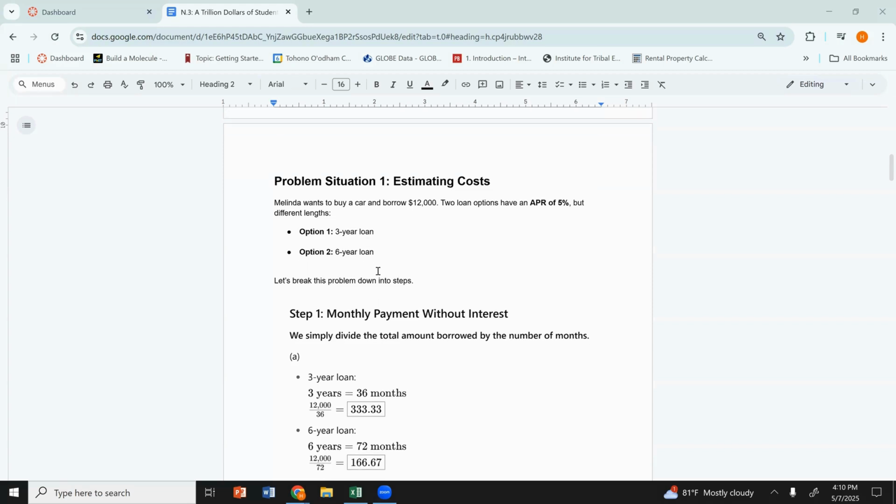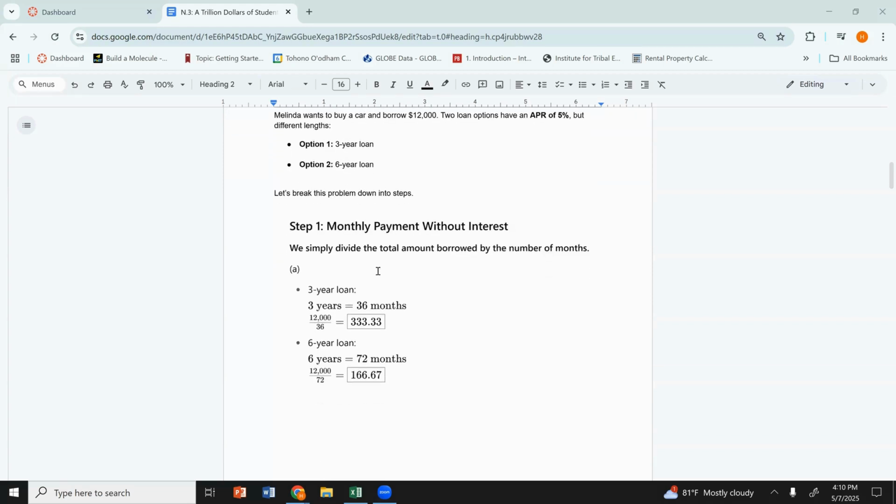The first thing we want to do is go through the problem without any interest. Let's assume there's no interest charge. How much is going to be the monthly payment using the two loan options? The only difference here is the loan length, okay, 3 years and 6 years. So if we go with the 3-year loan, how much is going to be our monthly payment?